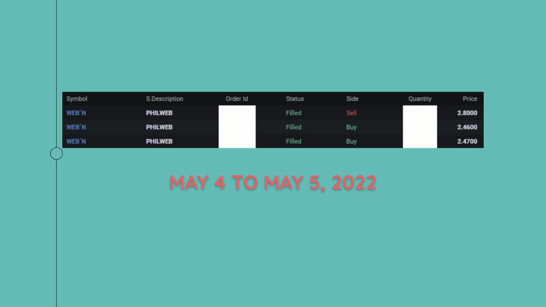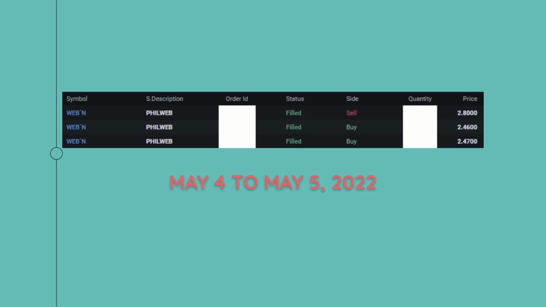Nabili ko yung web in two tranches, isa at 2.46 and then another at 2.47, pero the majority of my position was filled nung 2.46. Tapos, nabenta ko at 2.8. Now, since the majority of my position was filled at 2.46, yun yung gagamitin kong point para sa discussion natin, para lang may standard price ng entry.